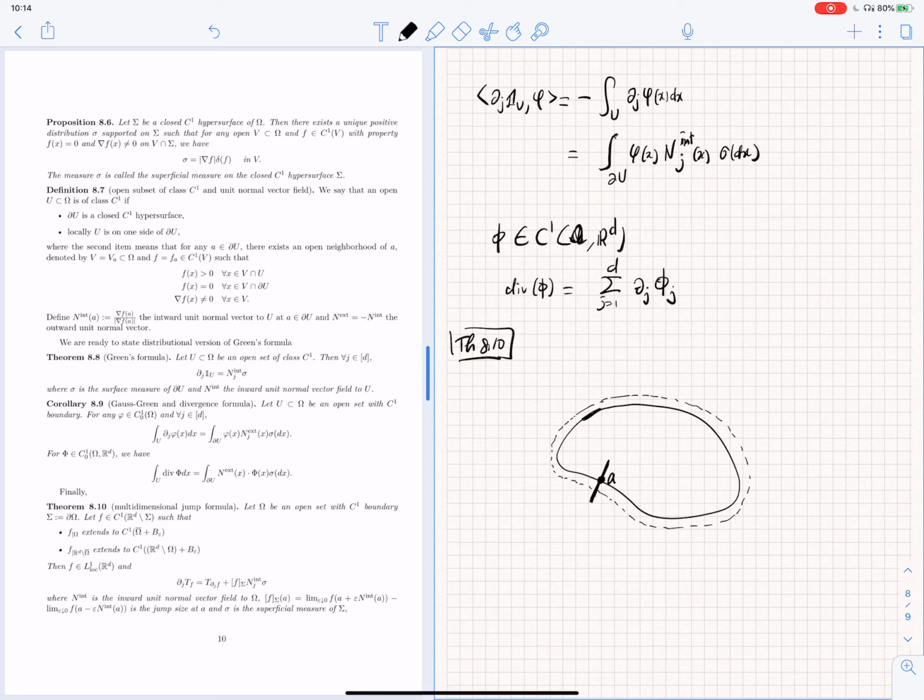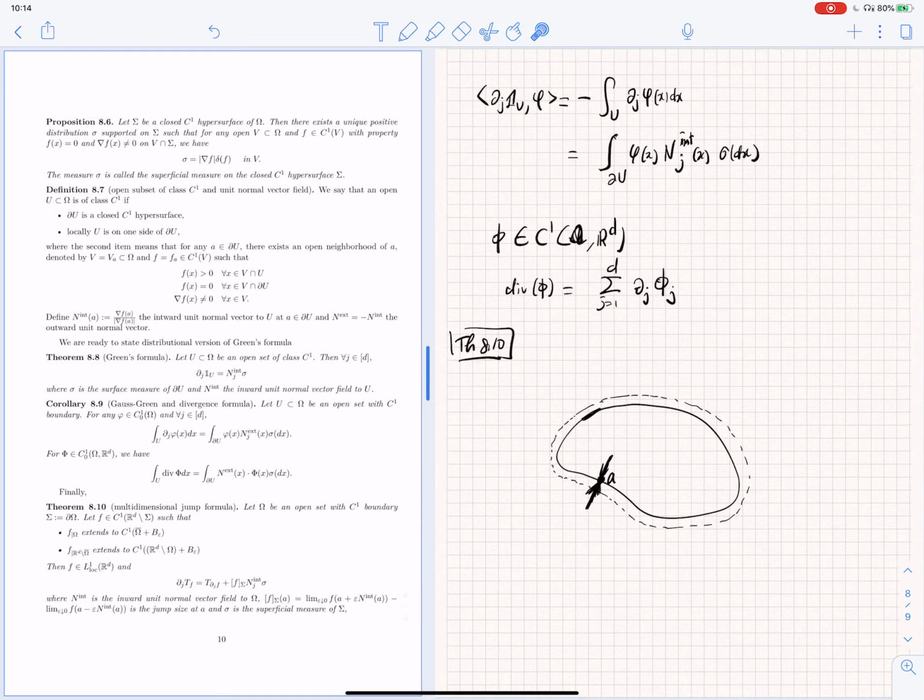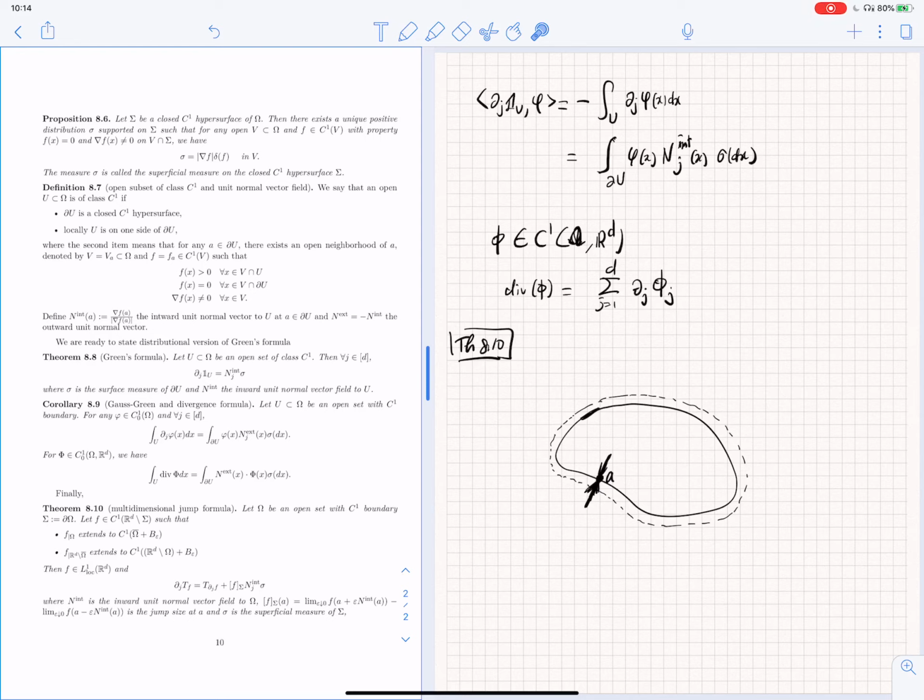It is related to the function value. So this is the point a on the boundary. If we approximate a from the normal vector direction, from this direction, we have one value. From the opposite direction, we have another value, and the function has a jump at this point, and this characterizes the jump size, this quantity. So we have this jump size times the inward unit normal vector field, its j-th component, times the surface measure on the boundary of the open set omega.